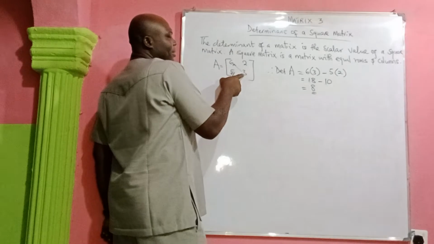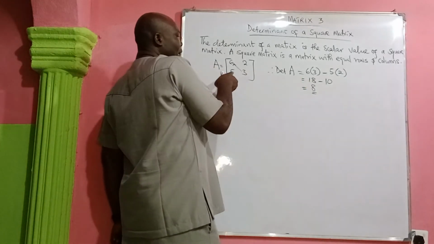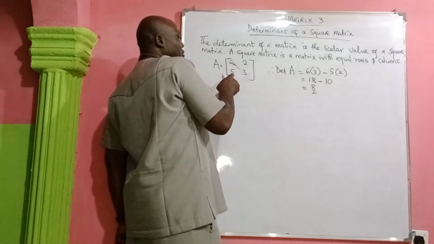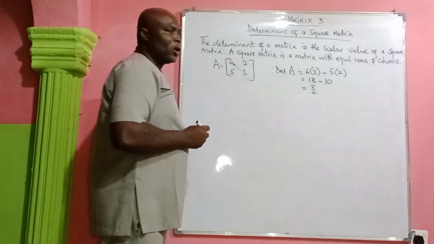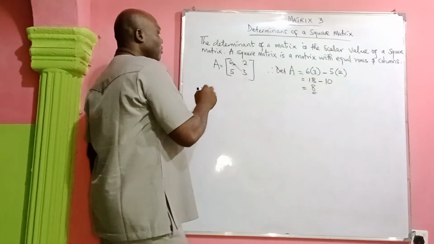So 6 times 3, that's 18. And then you introduce your minus sign. 5 times 2, that's 10. 18 minus 10 will give us 8. That's the determinant of that matrix.